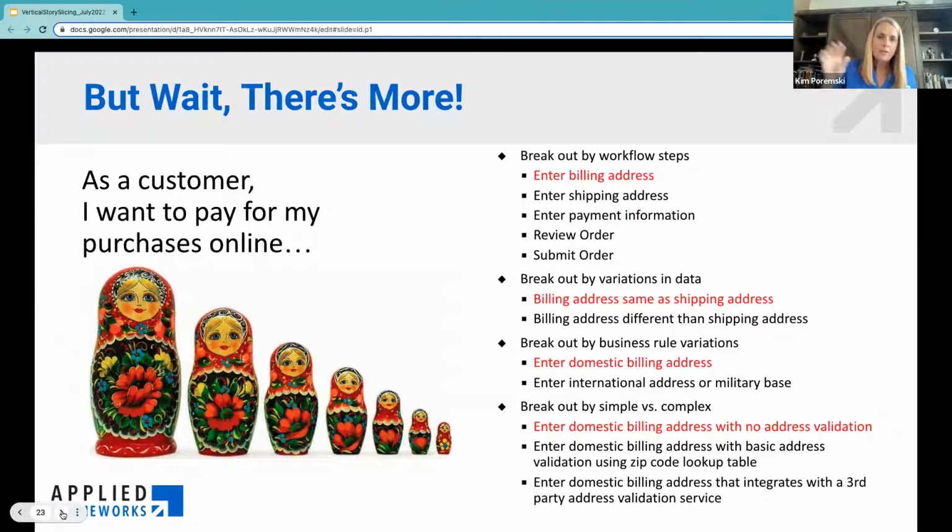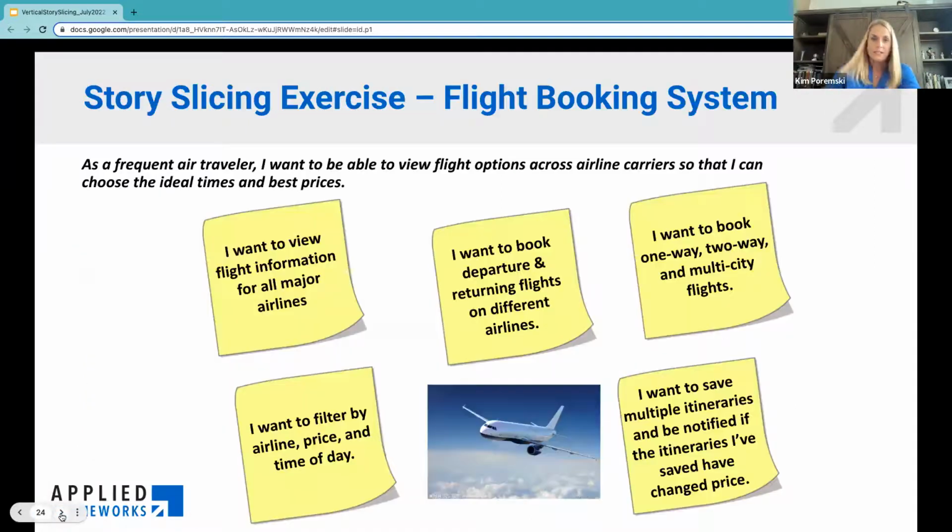So now I'm only going to work on the billing address that's the same as the shipping address. Well, there are different business rules depending on if you're shipping domestically or internationally, so let's only focus on domestic. And then let's keep it very simple, because even though we ultimately want to layer in some address validation, we're not going to worry about that right now. So that's how you start to skinny things down to get it in a way that will fit into your sprint. I want to get into a few more examples here.